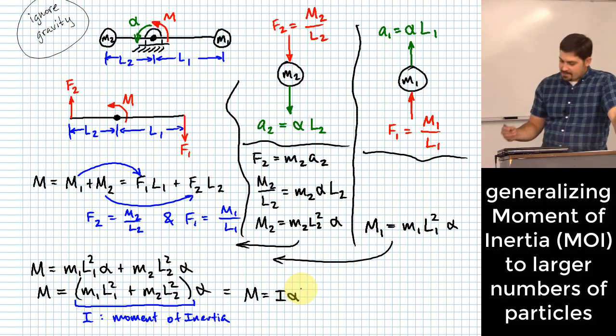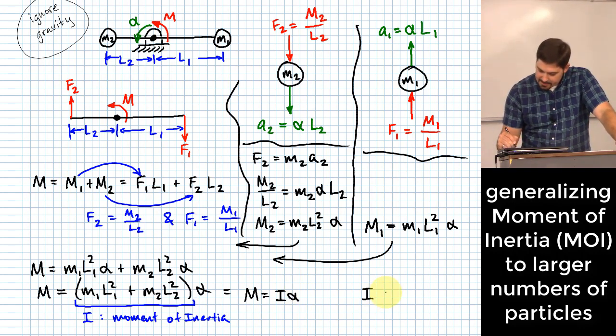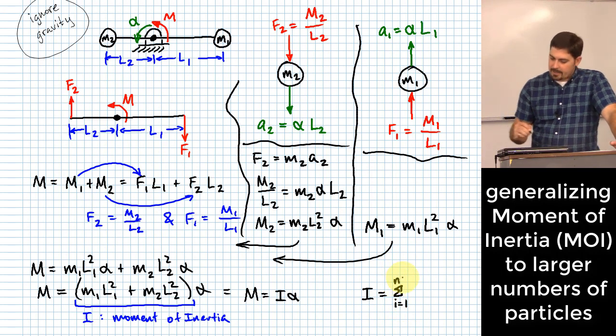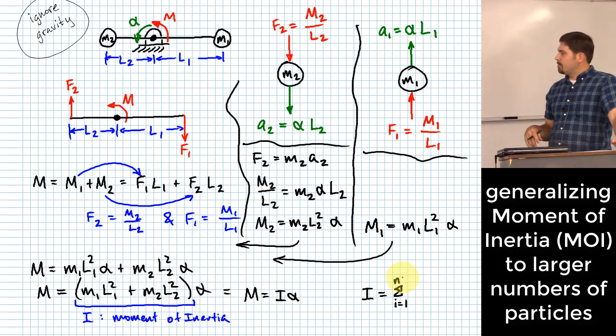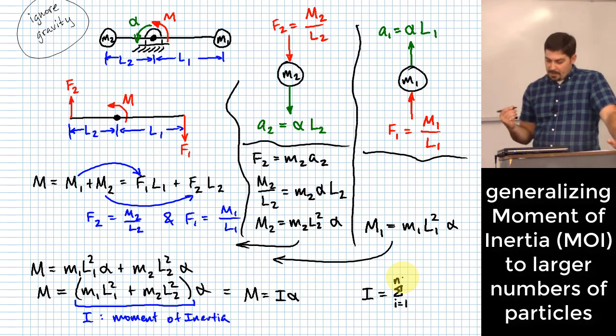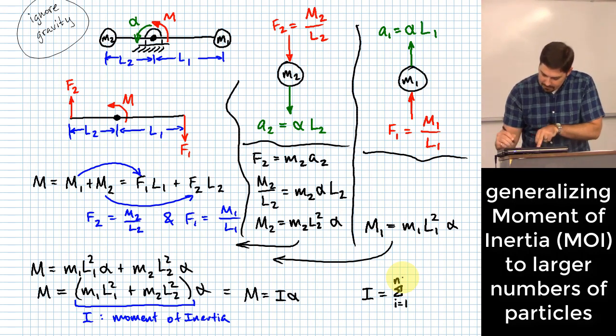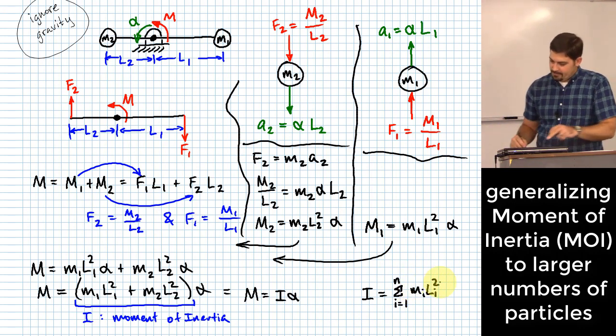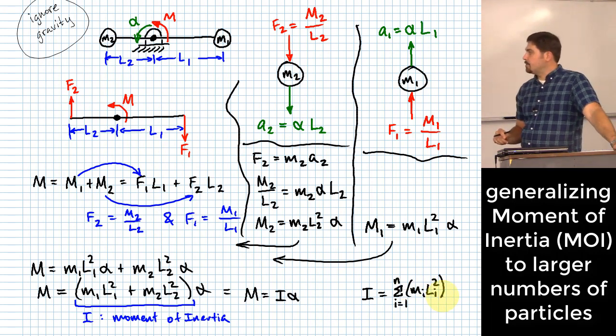Could I kind of expand this and say I is kind of like a sum? Let's say I have N particles, and I'm summing up all these particles with this index i, over m sub i, L sub i squared. Would you agree that that's something that I could probably do if I had a number of discrete particles where each particle was small? Okay, well that's one way to do it.